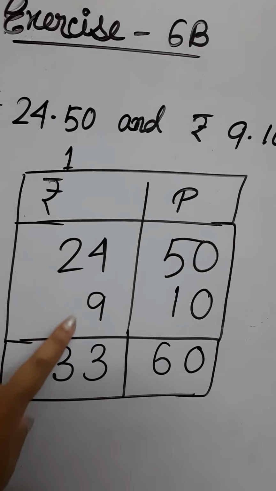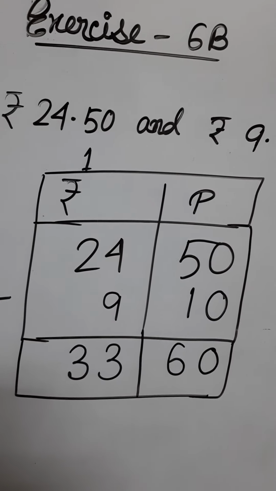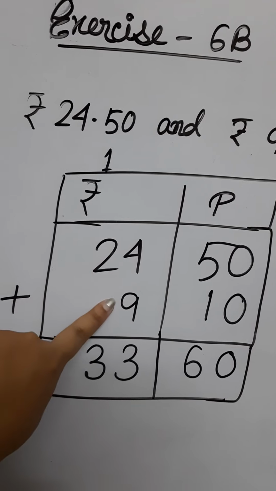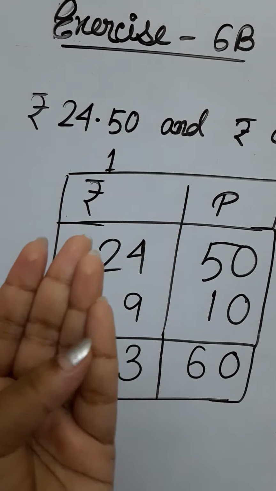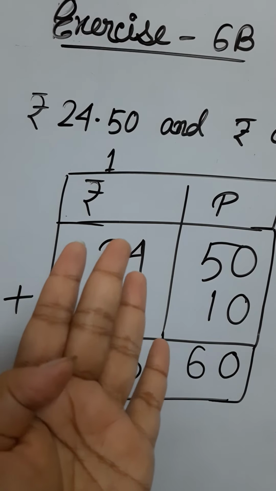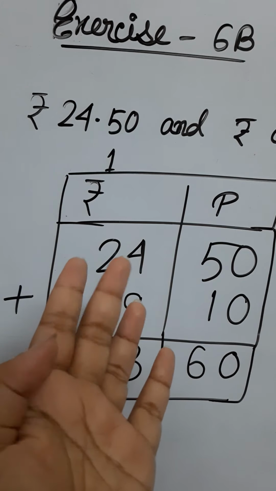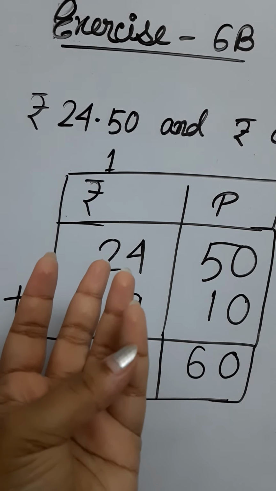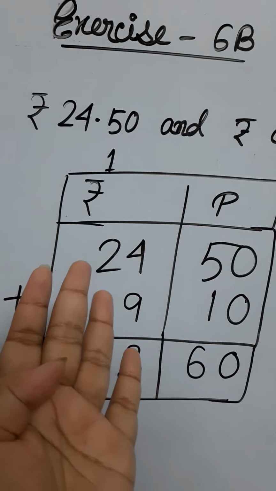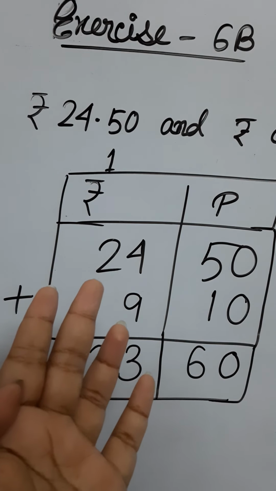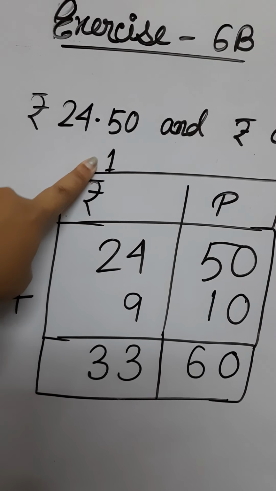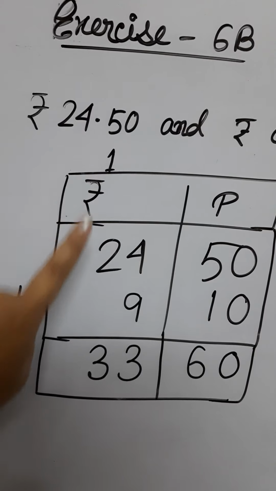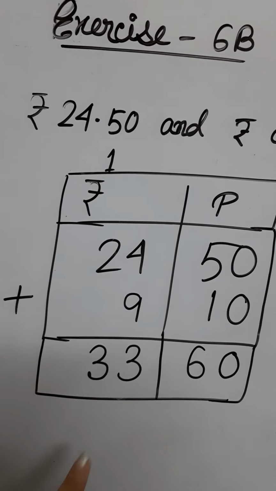After that we have to solve the rupees column. In the rupees column, first we have 4 and next we have 9. So 9 plus 4 we have to add. 1, 2, 3, 4, 5, 6, 7, 8, 9, then 1, 2, 3, 4, so 13. 3 I will write down and 1 in hand. So 2 plus 1 equals 3. So the answer is 33 rupees and 60 pies.